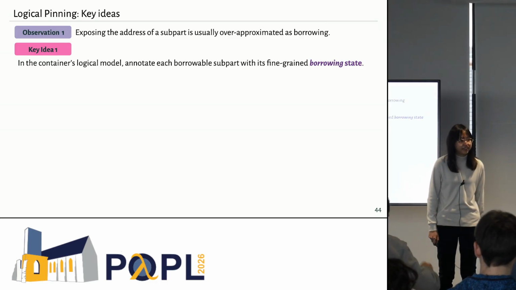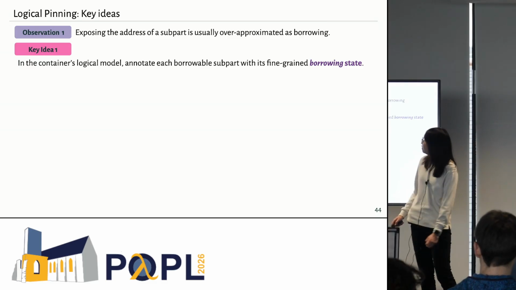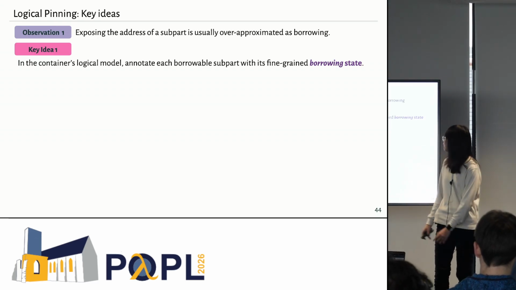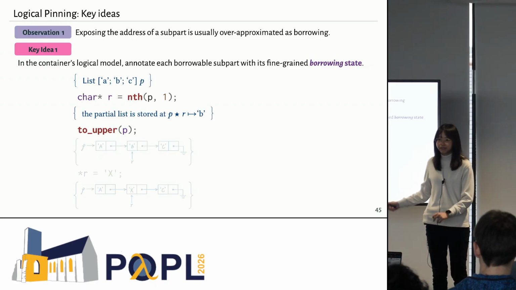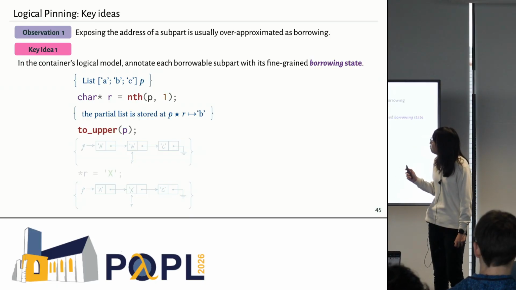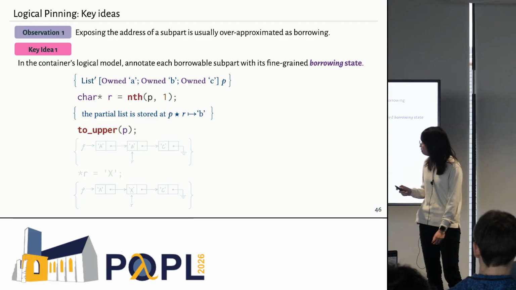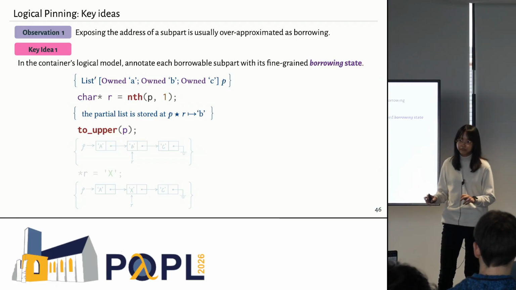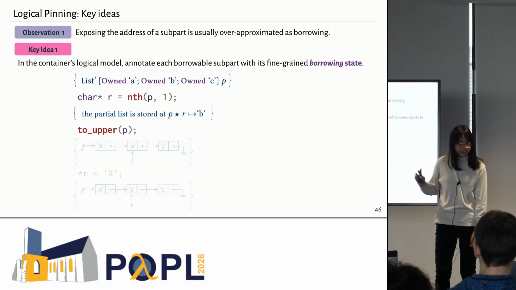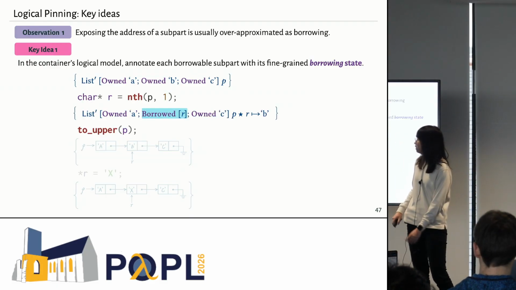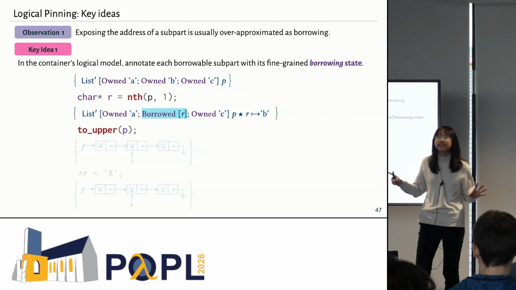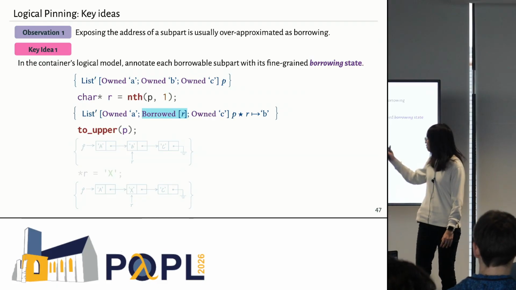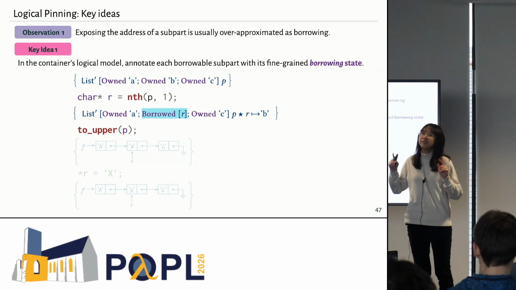The first key idea is that in the container's logical model, we are going to annotate each borrowable subpart with its fine-grained borrowing state. So previously, we have this list ABC at allocation P, and then we are going to refine the predicate list to list prime to allow us to annotate each element with a borrowed state, owned. Everything is owned at the beginning. And for the borrowed state, now we can say that the first element is borrowed at location R. We have this bracket because we actually track a list of its internal pointers to that specific element, so it's a singleton list.